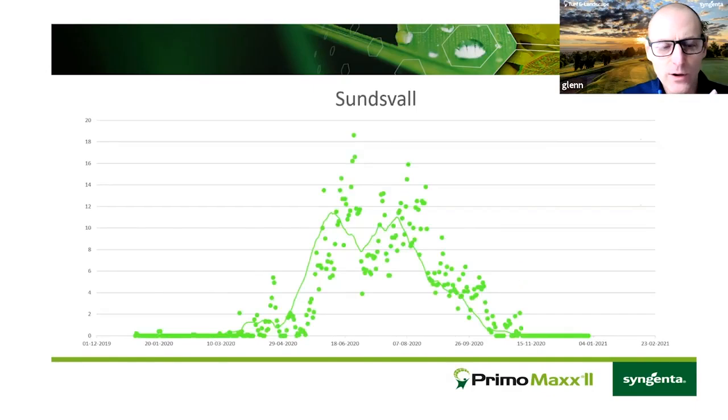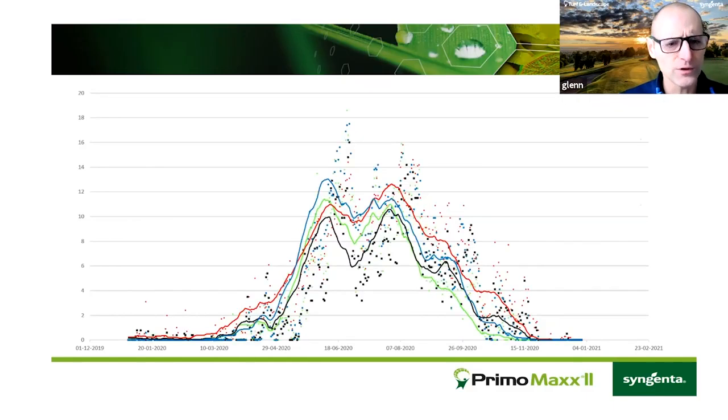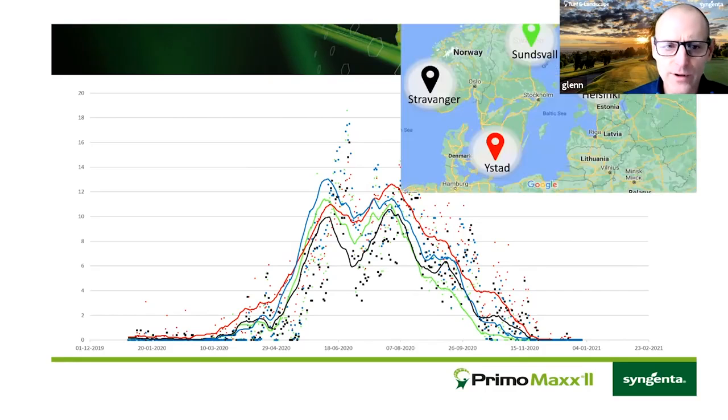And then again, if we look at Sundsvall, you'll see a different picture. Again, it looks like a narrower window, but higher levels of growth. Now, if we throw all of those onto one chart, it's a very messy chart, but you can start seeing the different patterns of growth you've got around the different areas there. And that makes sense because climatically, they're all going to be slightly different.